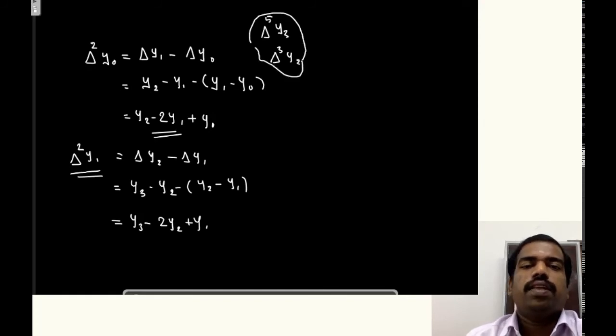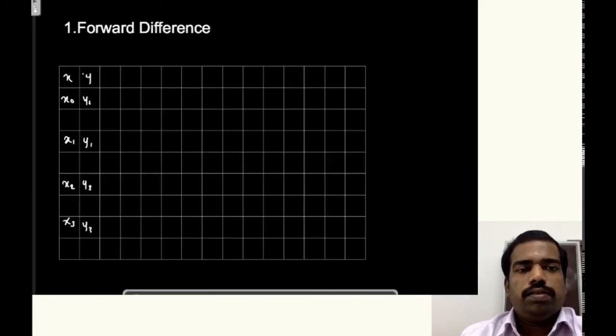Okay. So this is all about forward difference of a function. So we learned the first order forward difference, second order forward difference, third order, and we can write the nth order forward difference also. So based on these difference values, we can construct a table which is called forward difference table. Next, we will learn how to write this forward difference table.